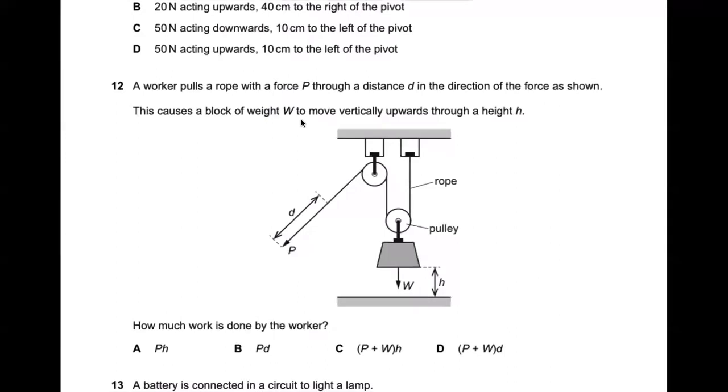All right. Question number 12, a worker pulls a rope with a force P through a distance D in the direction of the force as shown. This causes a block of weight W to move vertically upwards through a height H. How much work is done by the worker? So he's applying this force, right? So you can see that it's this force and the distance moved in the direction of this force. So it's just P.